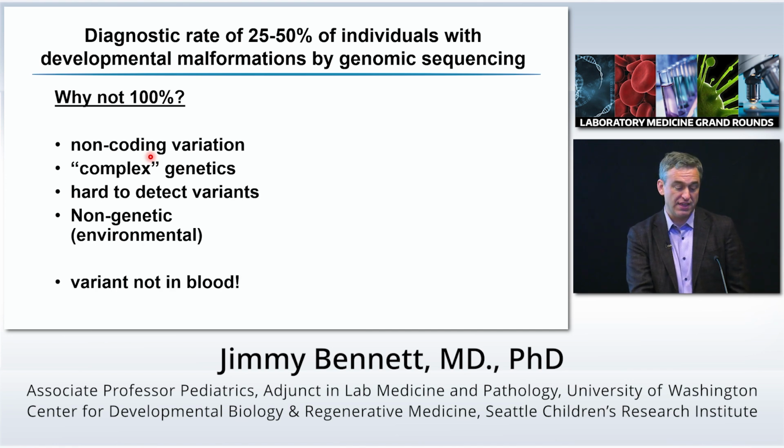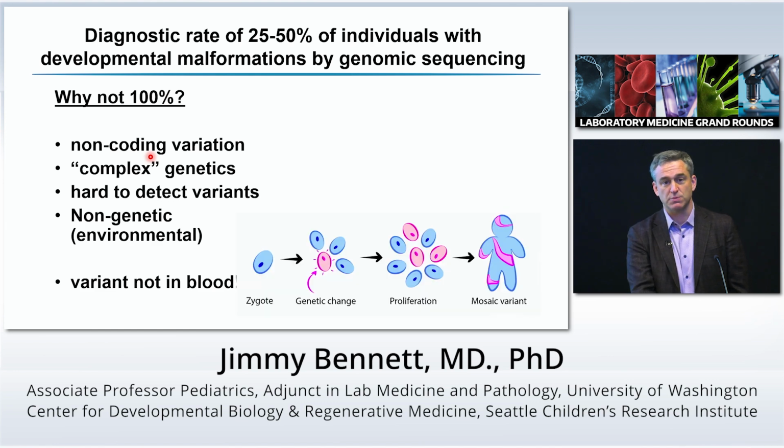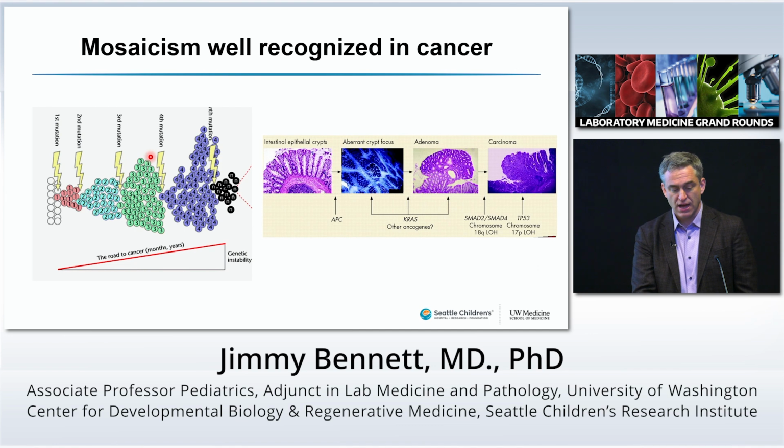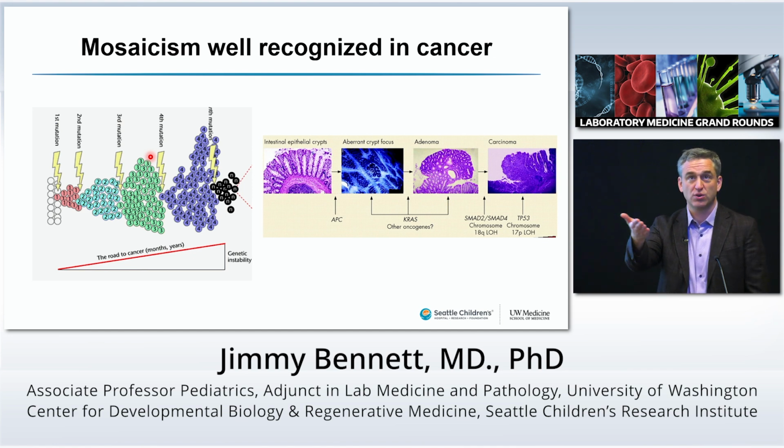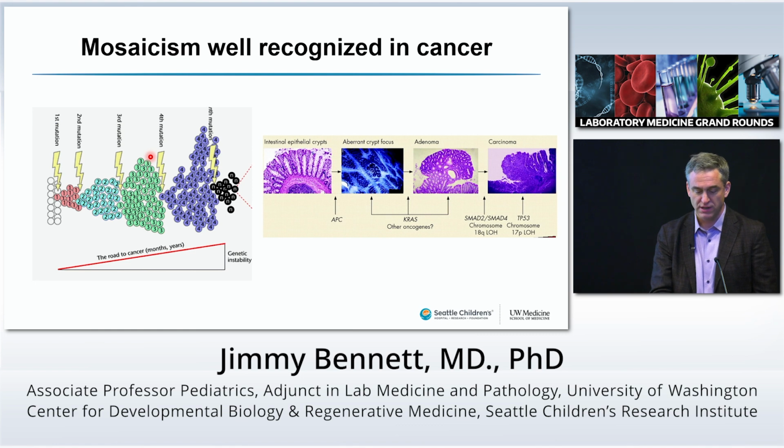But the simplest, maybe, in all this list, is that the variant is not in blood. And that goes back to this idea of mosaicism. I recognize that I'm speaking here to a Department of Lab Medicine and Pathology with a heavy focus on cancer. And I think everyone recognizes this phenomenon in cancer, that you have a genetic change in a cell that proliferates, more changes occur, et cetera. You have this progression from adenoma in crypts to ultimately carcinoma.